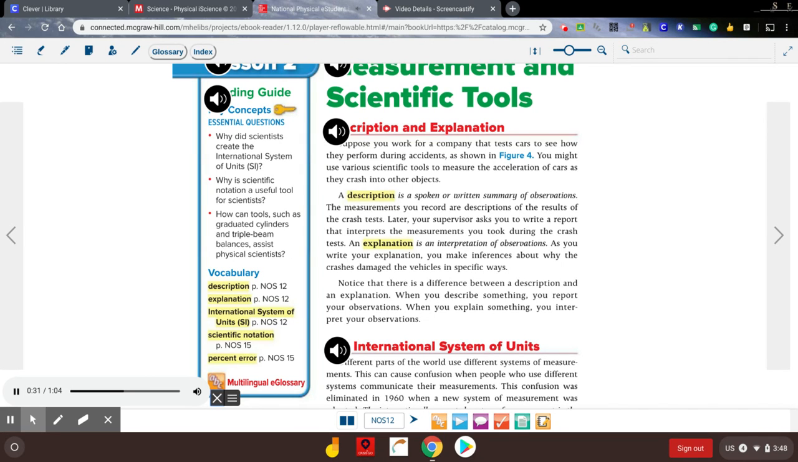Later, your supervisor asks you to write a report that interprets the measurements you took during the crash tests. An explanation is an interpretation of observations. As you write your explanation, you make inferences about why the crashes damaged the vehicles in specific ways. Notice that there is a difference between a description and an explanation. When you describe something, you report your observations. When you explain something, you interpret your observations.